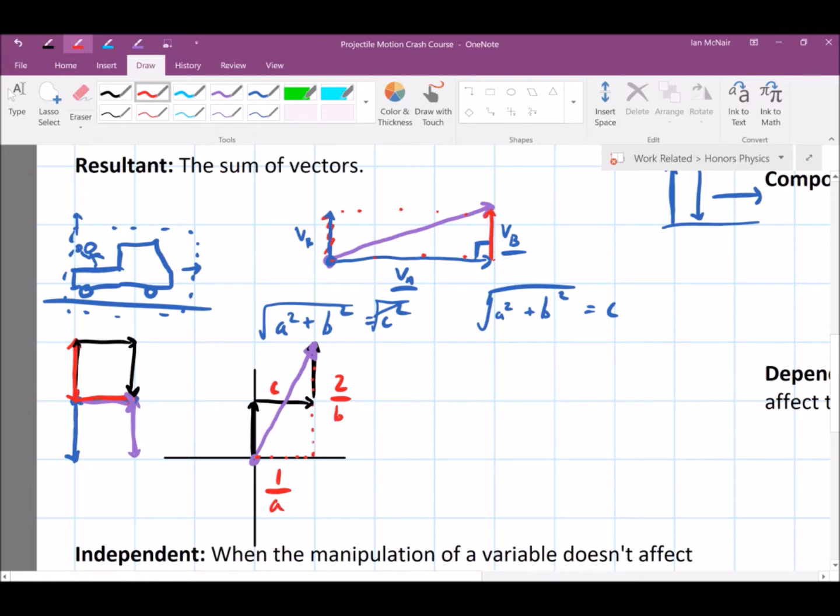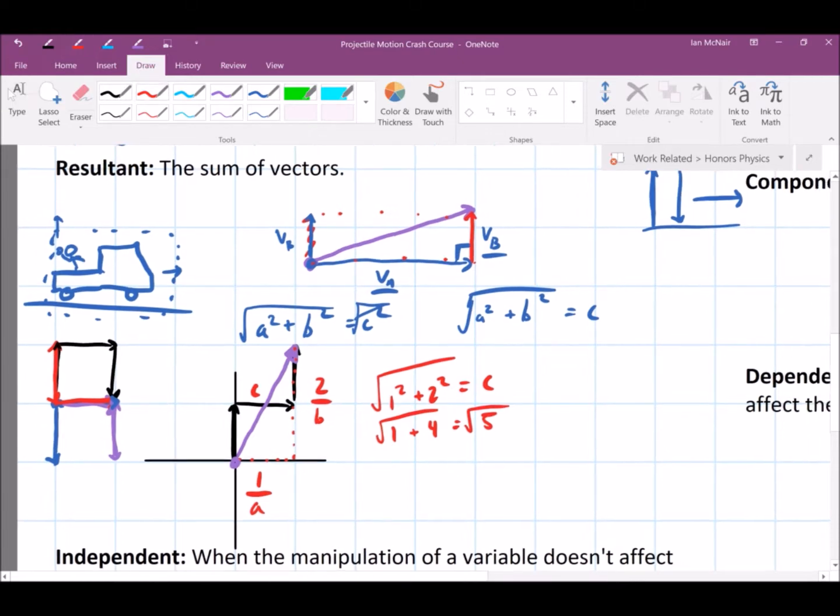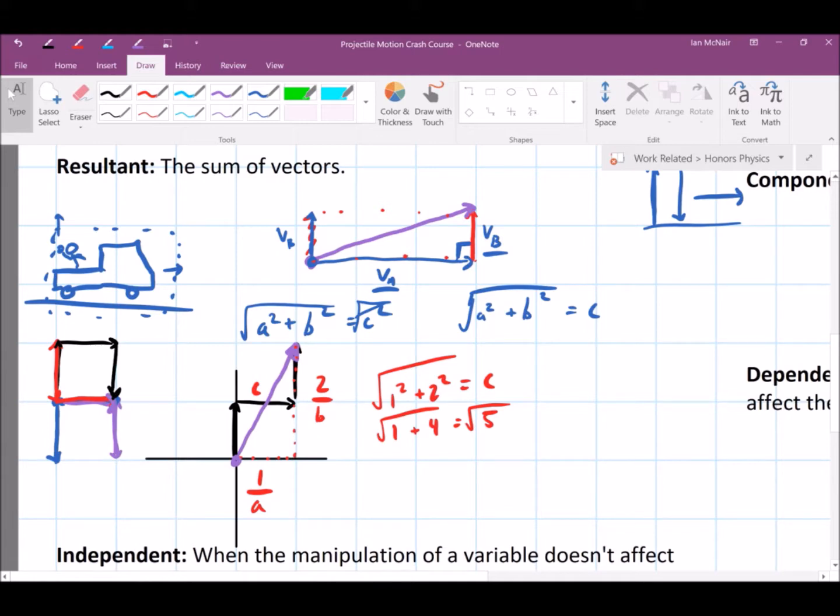So if I wanted to do this, we'd have 1 squared plus 2 squared, take the square root of that, and that would give us our C. So what is that? 1 plus 4, we get the square root of 5, which off the top of my head, I have no idea. It's something that's a little bit bigger than 2, which would make sense.